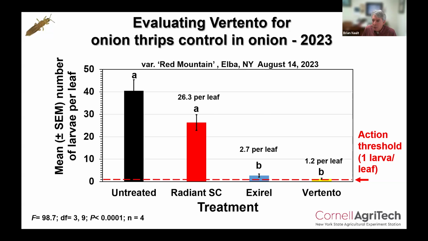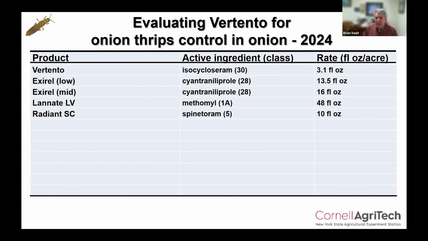So I would say right now, in terms of a hammer, Exirel and Vertento are our hammers. Radiant, we've lost, at least in the Elba muck area. I think that Radiant at 10 fluid ounces still could work in some other regions in New York and maybe in Michigan, but it's something you need to be wary of. Because in Western New York, we have Movento and Exirel as our only hammers and only products that are super effective. We're losing Radiant, and we don't have Vertento. I hope we will get it.